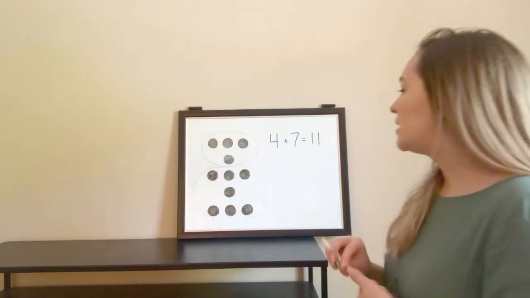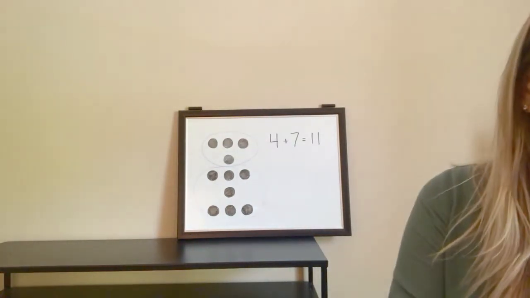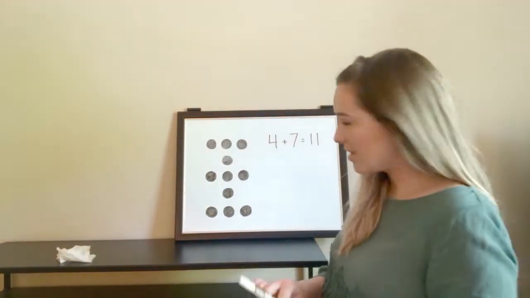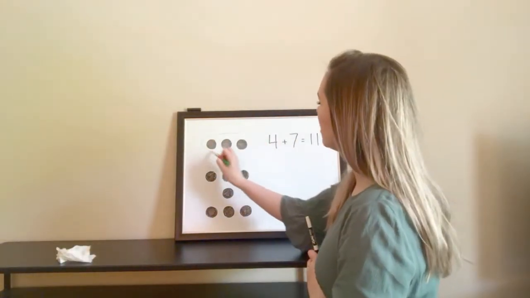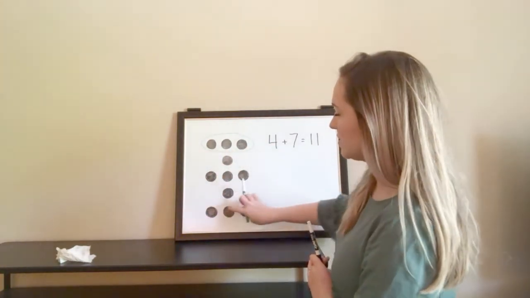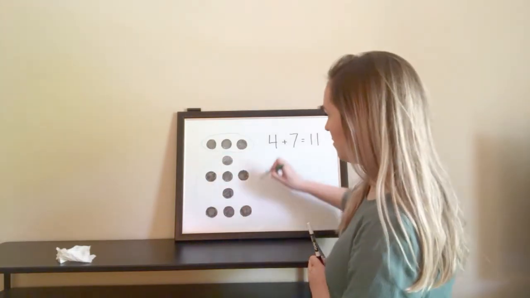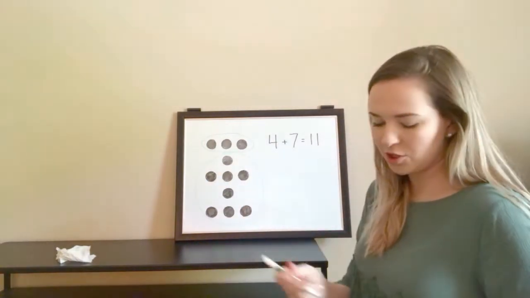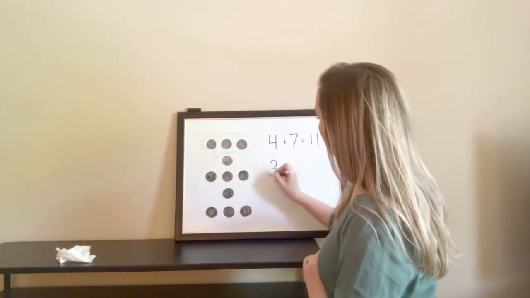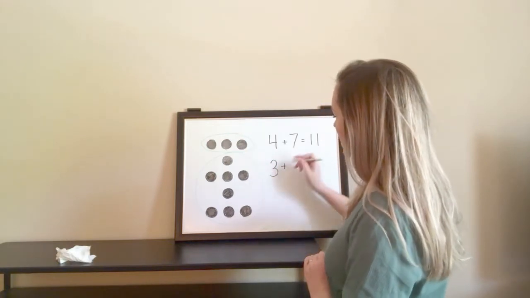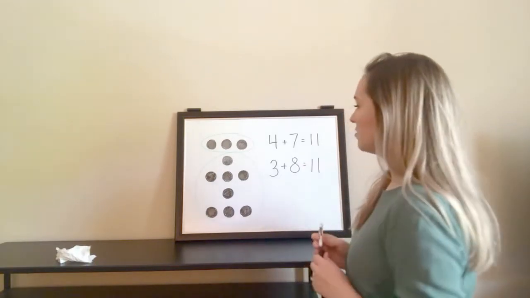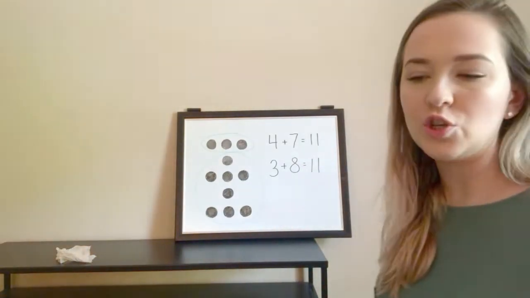Okay, let's take a look at other groups that we can see. We'll do one more and then it's your turn. All right, friends, the next group that I see is 3 up at the top, and then I see 1, 2, 3, 4, 5, 6, 7, 8 on the bottom. Let's write an equation to match those groups. 3 plus 8 equals 11.